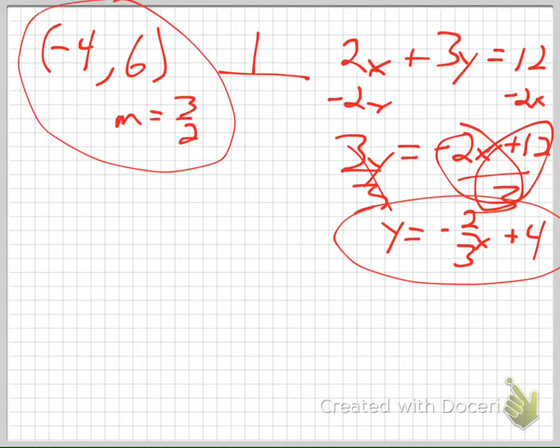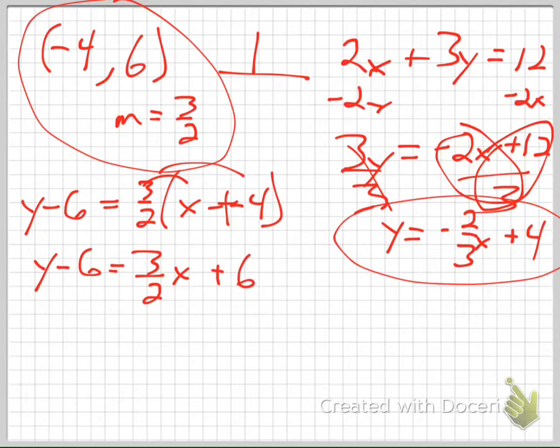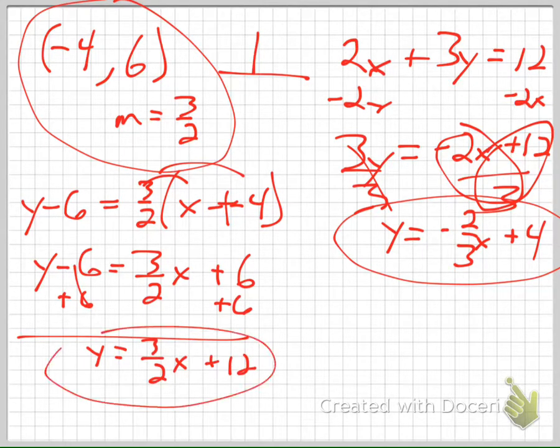Now all we're doing is what we've been doing. Once you have that, y minus 6 equals 3/2 times (x minus -4), which is plus 4. y minus 6 equals 3/2 x, and that becomes plus 6. Plus 6. y equals 3/2 x plus 12, and we're done. Make sense? Okay, you do one.